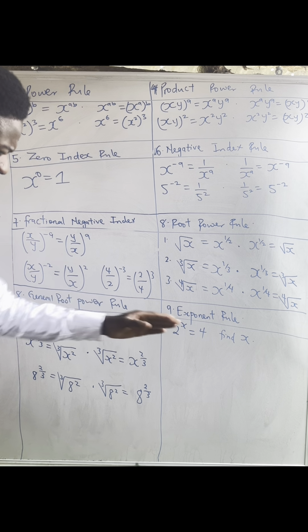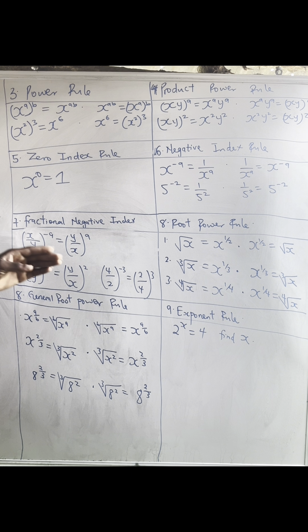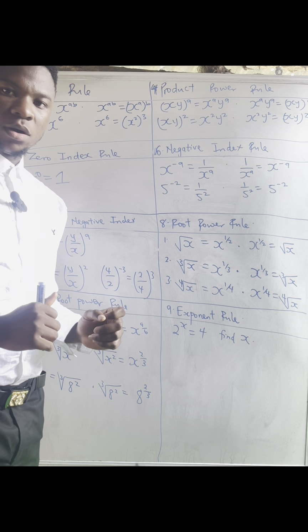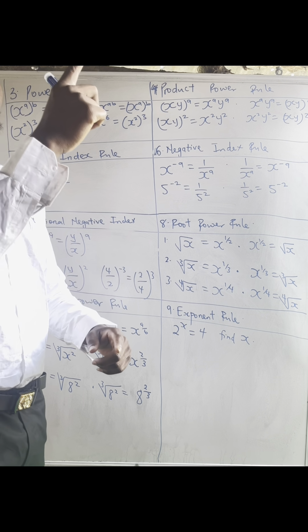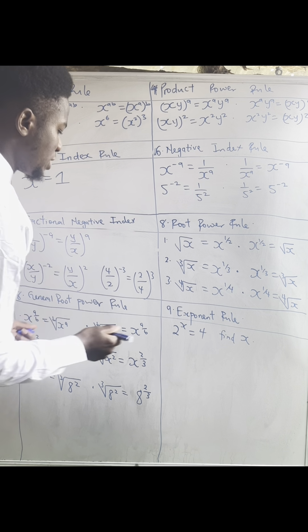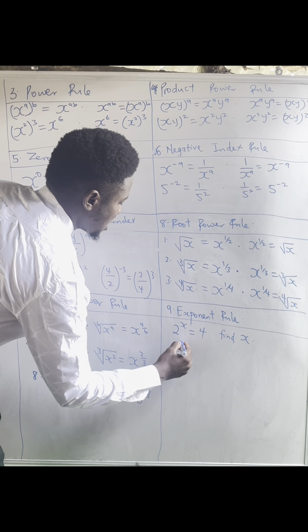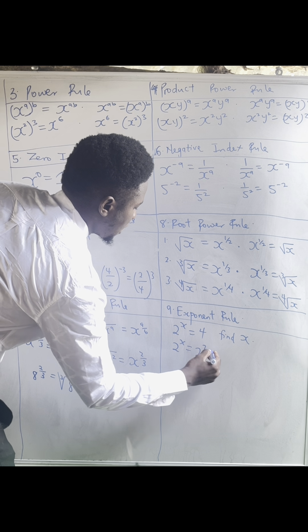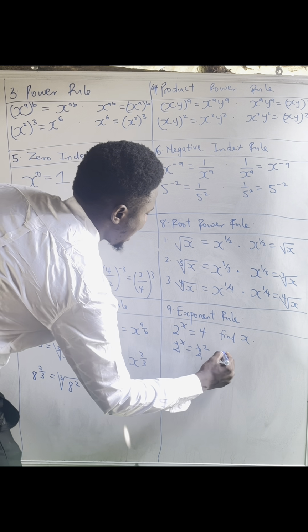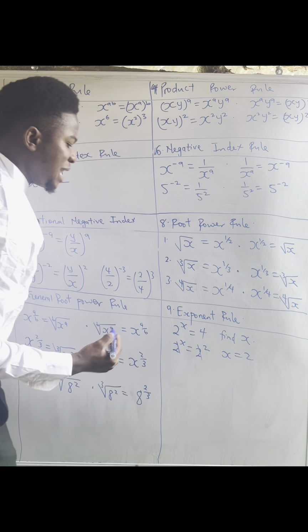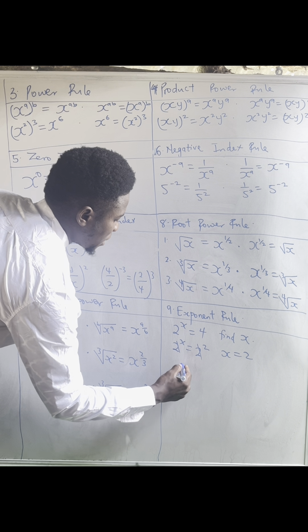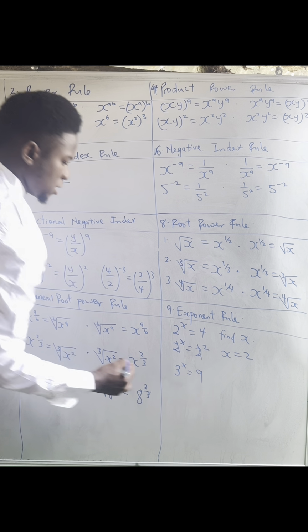So if I look at this, I will notice that this 4 can be written as 2 raised to power 2 because 2 raised to power 2 will give me what? 4. So therefore, this expression I will just write it as 2 raised to power x is equals to 2 squared. Then these two can cancel these two. Then my x is equals to what? 2. Let's say I have something like 3 raised to power x is equals to 9.